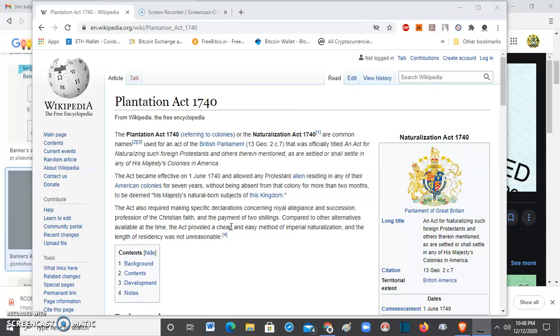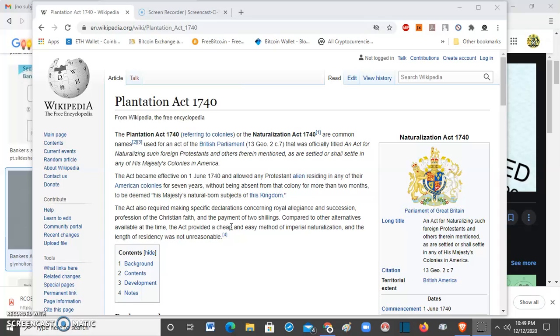The act also required making specific declarations concerning royal allegiance and succession, and profession of the Christian faith. As I told you, it was always about religion. Religion was that buffer zone, so to speak, that protects your rights. Your belief in the Most High can also protect your rights. Your rights are considered your intangible property. It's why you always reserve your rights, because your rights are your property, intangible.